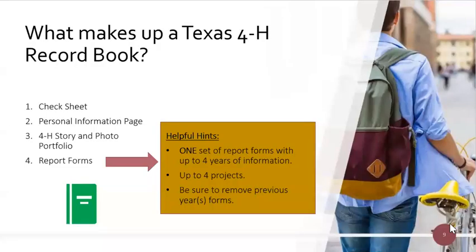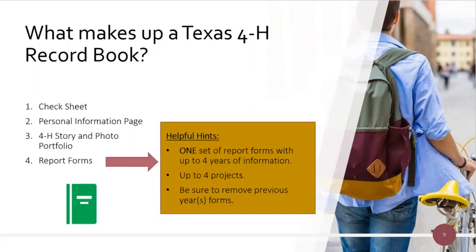So what makes up a Texas record book? There's 4 main parts, and all 4 parts are required for the 3 different age divisions. And so those are a check sheet, a personal information page, your 4-H story and photo portfolio, and then your record book forms. So these are all the parts that go into a record book.